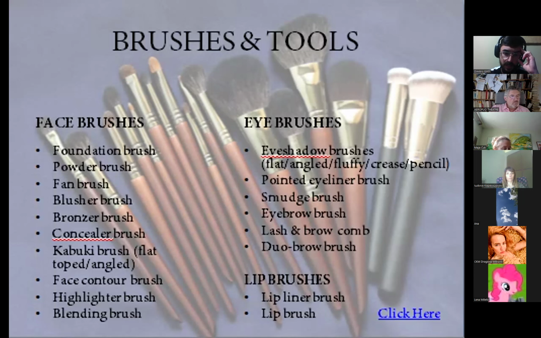For eye brushes now, we have the eyeshadow brushes that can be either flat, angled, fluffy, crease, or pencil. To be exact, a flat shader eye brush can be made with either synthetic or natural fibers and is flat in shape. It is used to pack on powder and cream eyeshadows evenly on the lid area. The angled shader brush is made out of natural fibers and has an angle to it. It is used to apply darker shades on the outer corner for a more detailed look.